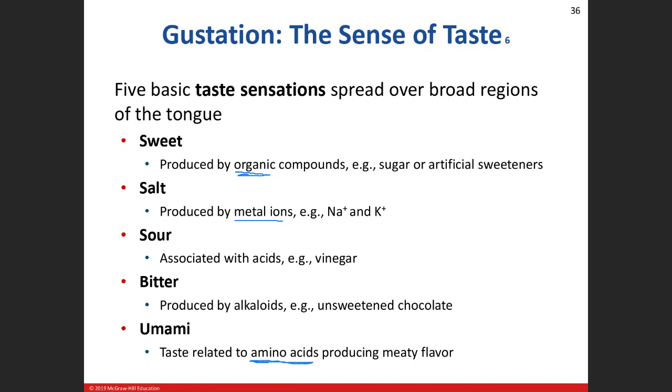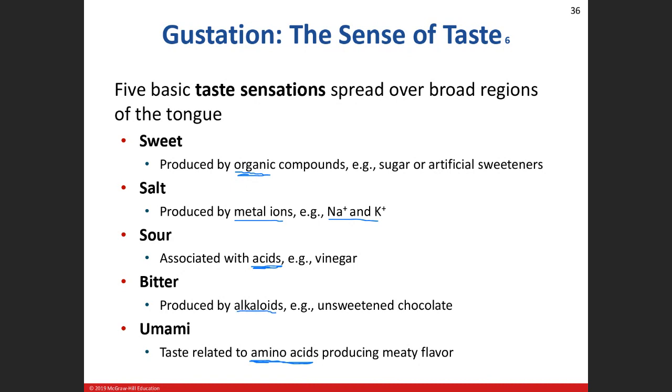Yes, it is from, you do have iron in your blood, but you also have sodium and potassium floating around in there too. It's not just from the iron, from the hemoglobin. Sour comes from a low pH structure, from acids. Vinegar is an example. And then bitter is the opposite of the pH scale. Alkaloid, something that's basic.